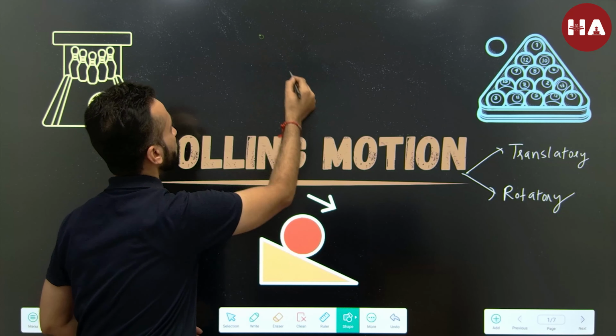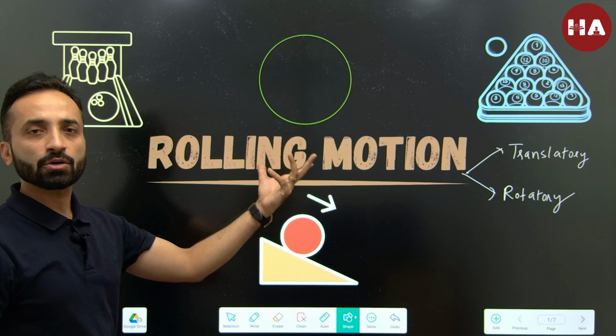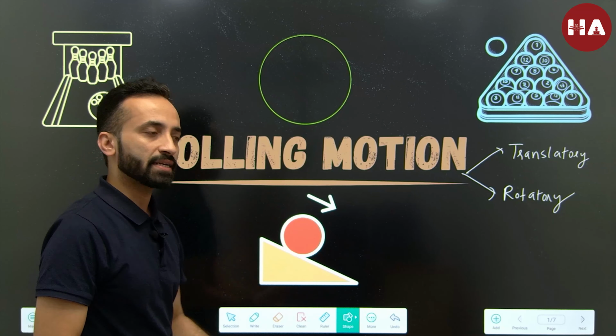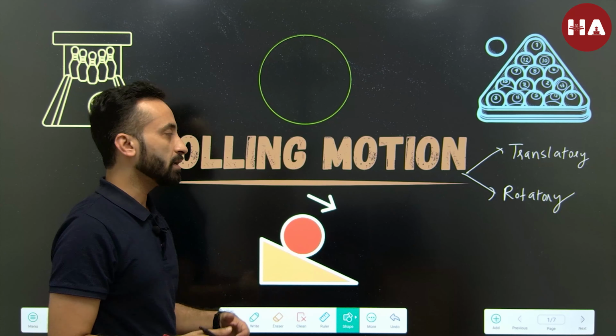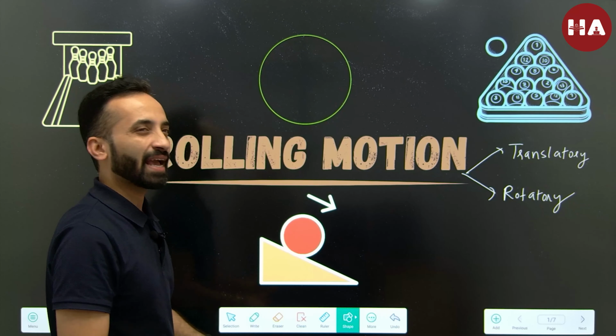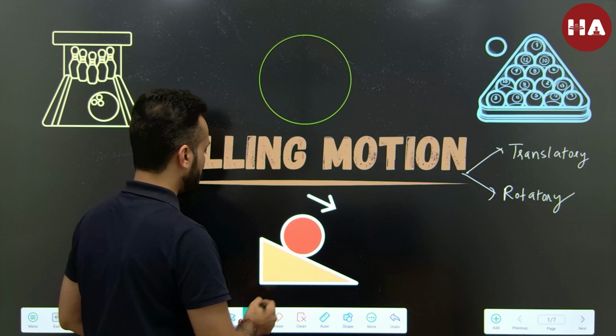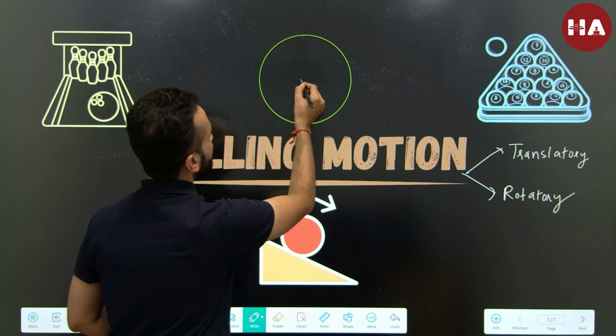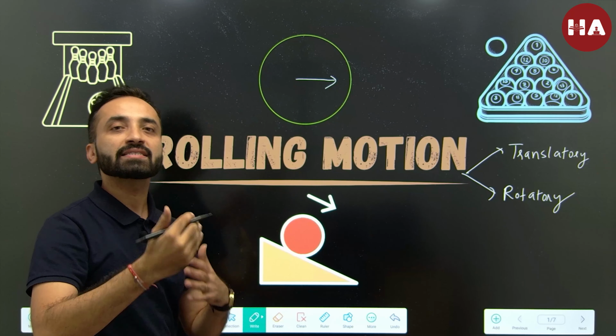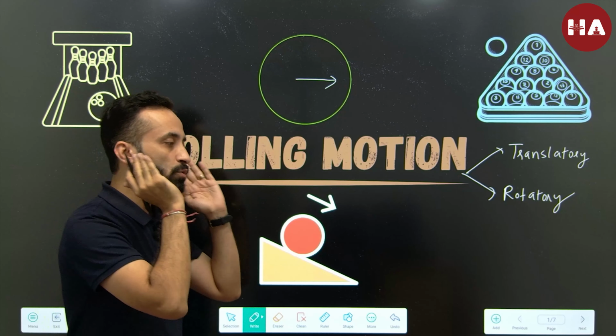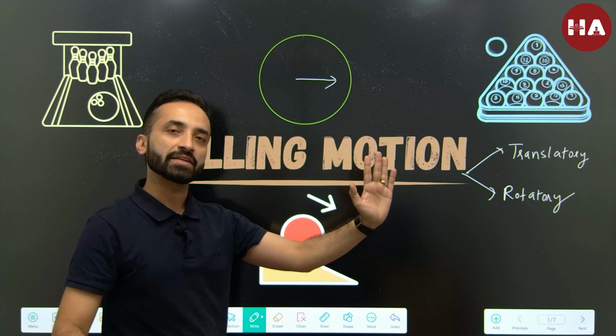So look at this now. Let's say this is a circular object. It can be a disc, it can be a sphere, alright. It has to be round shaped, alright. It can be a cylinder. Now very quickly, the first thing that should come to your mind is that it has a translatory motion. The center of mass is moving forward. It has a translatory motion.